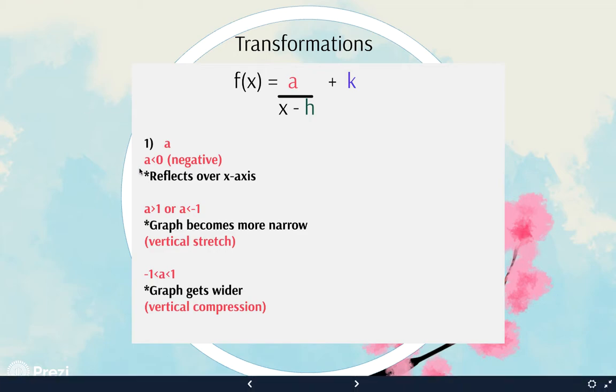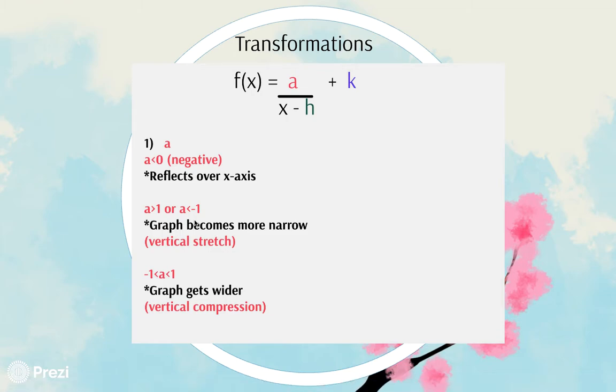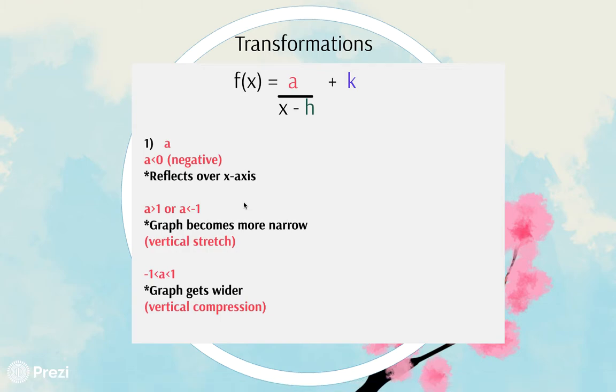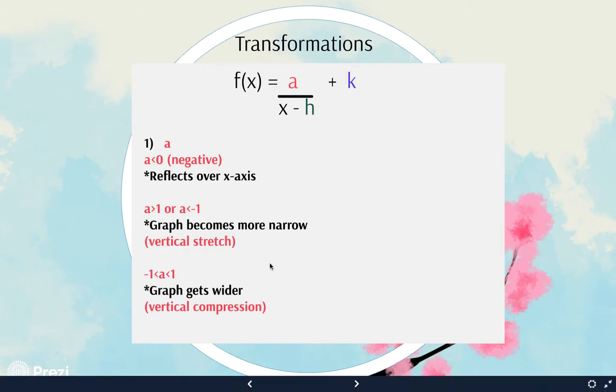When your a is negative, it will reflect over the x-axis, so it flips upside down. When a is greater than 1 or less than negative 1, remember whenever your a or your b is not a fraction or is larger or smaller than negative 1, it always gets skinnier. So vertically, if we think about something that gets skinnier, you have to stretch it up vertically to make it skinnier. So it's a vertical stretch.